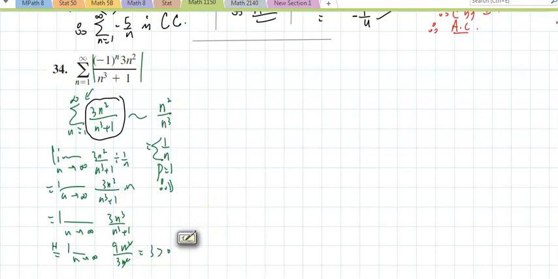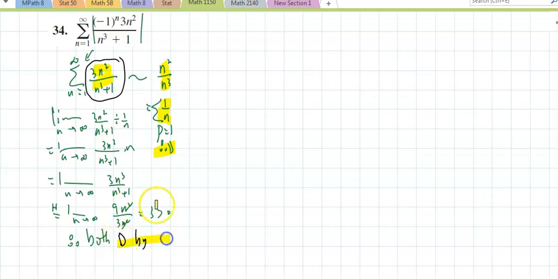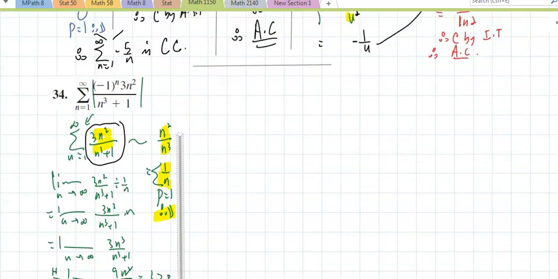Therefore, my conclusion is what? They both, which both? This and this, they both diverge by the limit comparison test. Well, out of luck. I was hoping this would converge and I could say it's absolutely convergent. Now I have to do the other work.